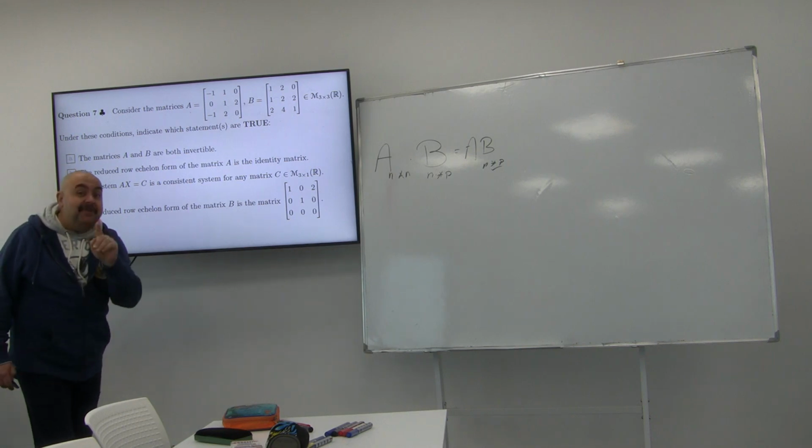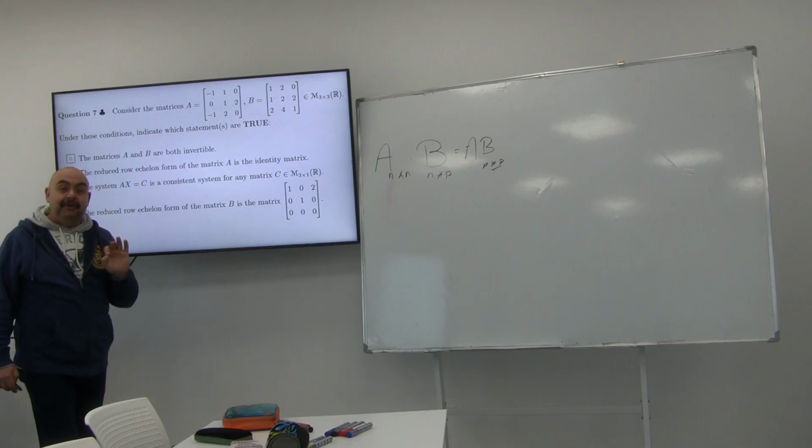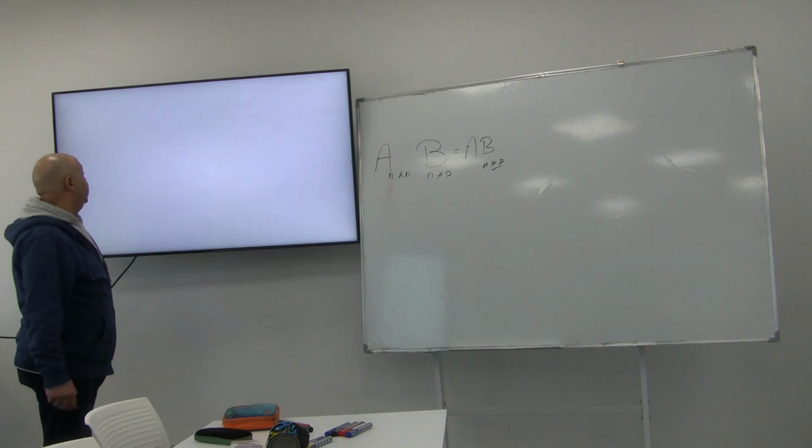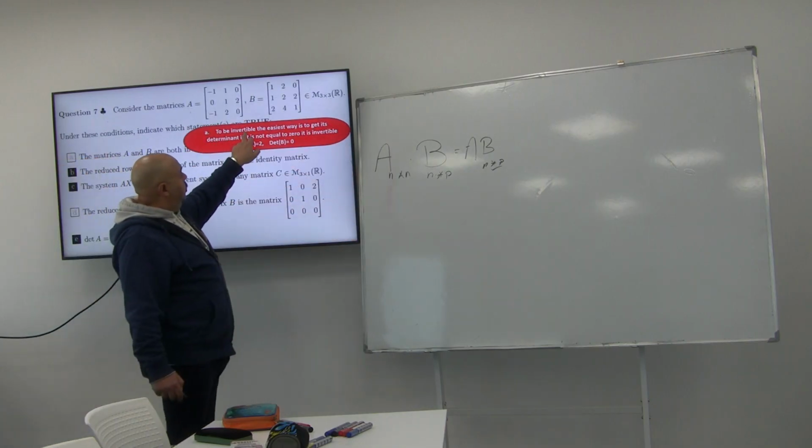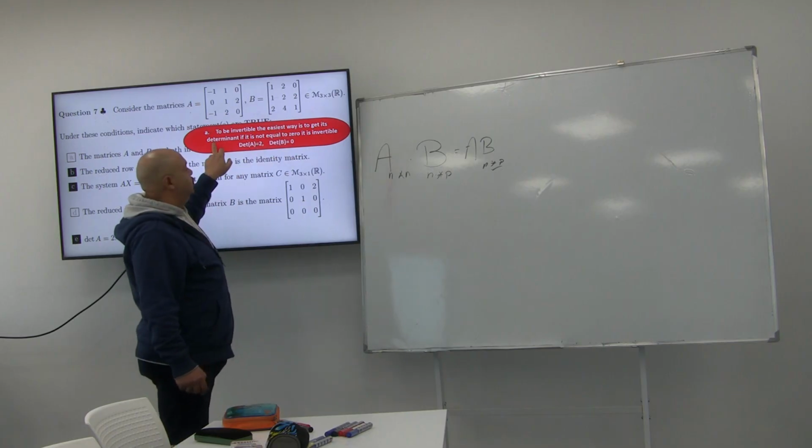We can get the determinant. If the determinant of a matrix doesn't equal 0, it will be invertible. If it equals 0, it's not going to be invertible. So all I have to do, to check if a matrix is invertible, the easiest way is to get its determinant.